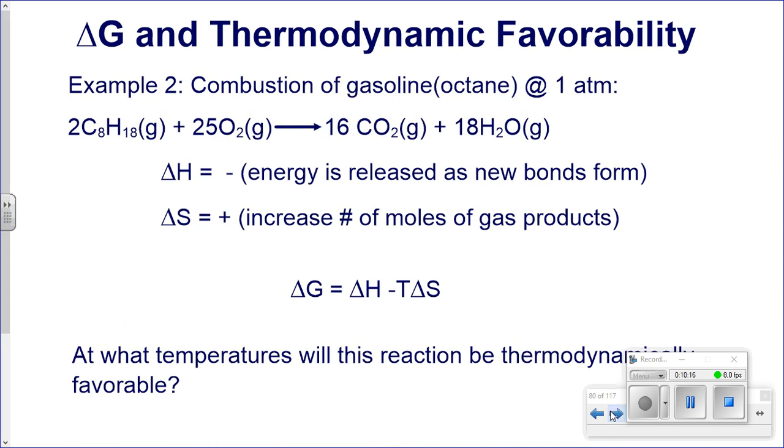Now, here's another example, the combustion of gasoline. So delta H says it's releasing energy. Excuse me, delta H is negative, delta S is positive. Just take a look at this. If this is negative and this is positive, delta G has to be negative. It has to be negative.